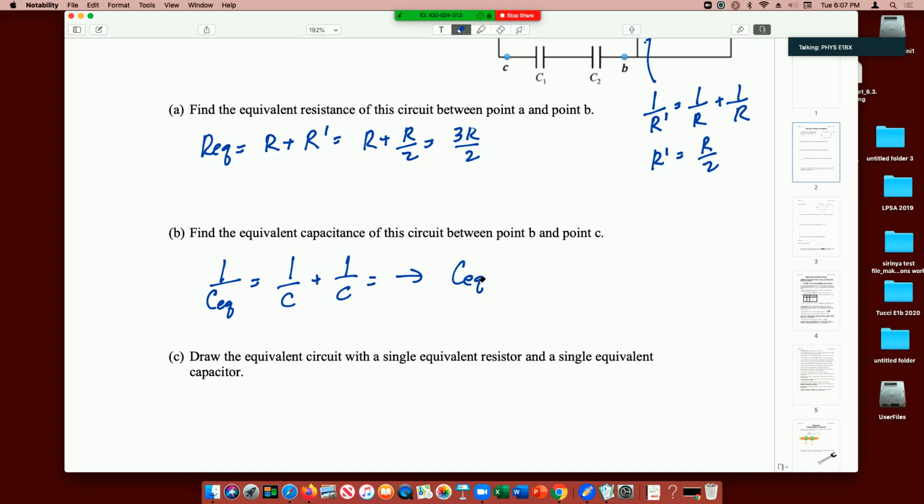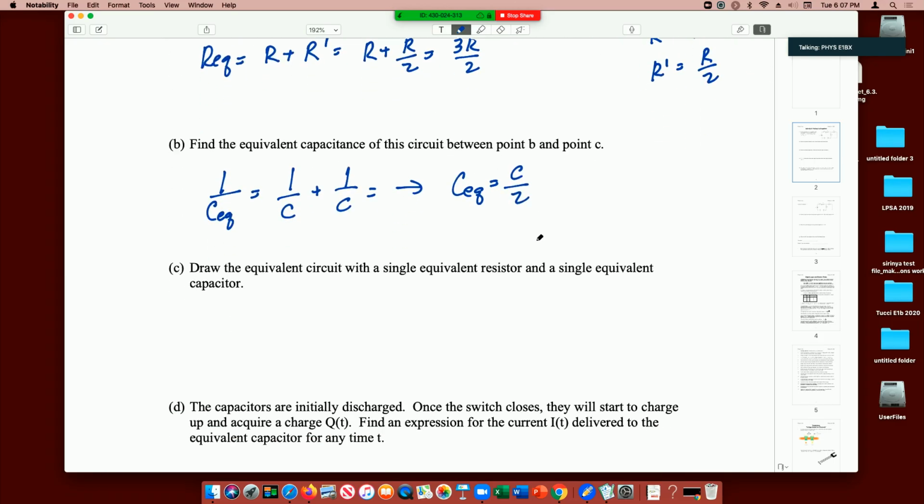So you would know that the equivalent is just C over 2, right? It would be like 2 over C and then the inverse of that to find the actual equivalent capacitance. Okay, so now next step is I would probably redraw it, because redrawing it will allow me to apply my loop rules.